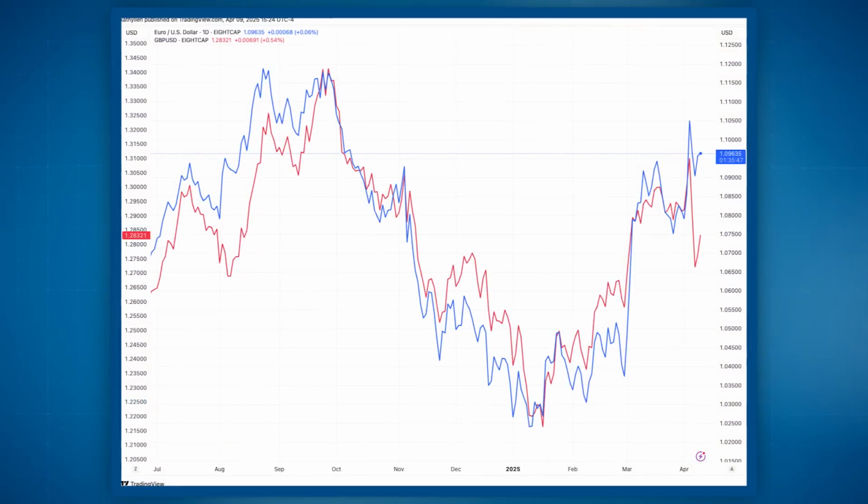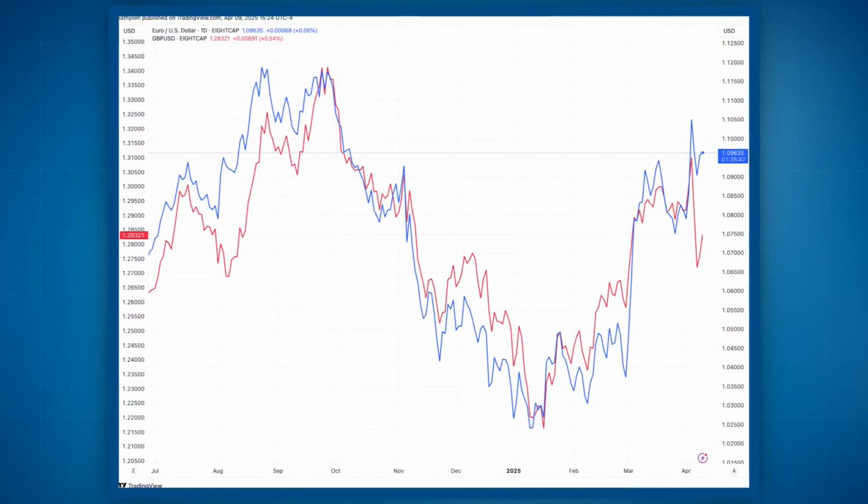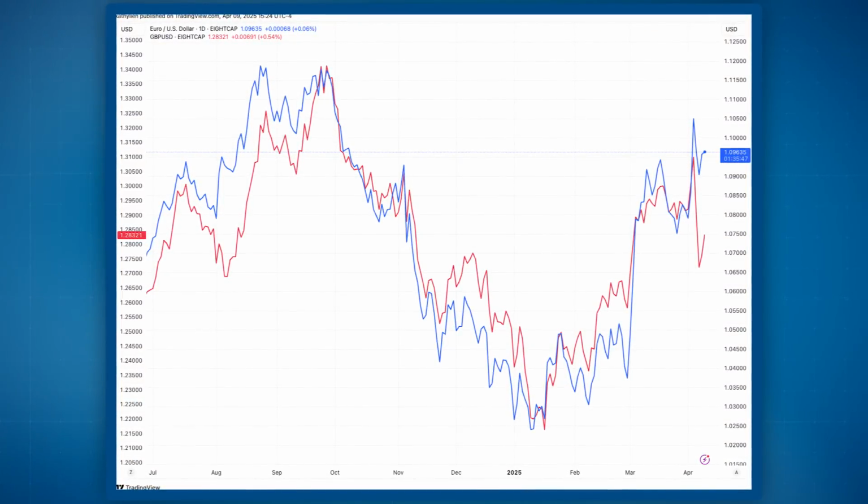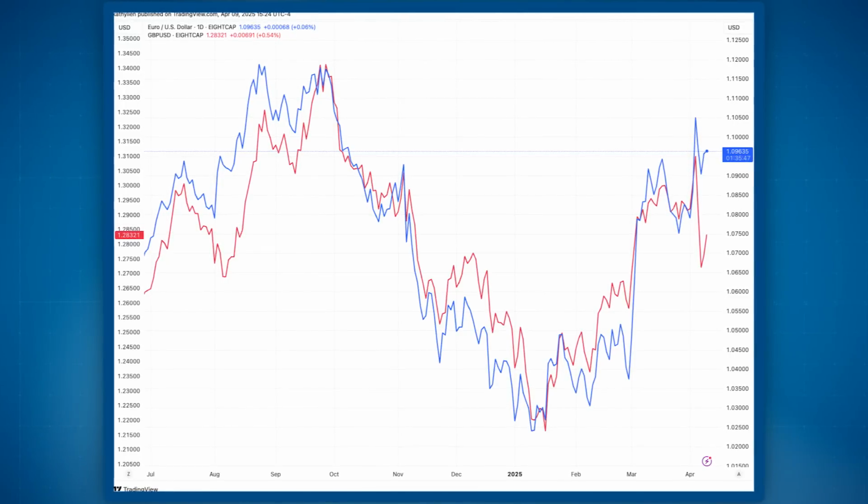For example, being short Eurodollar and short pound dollar at the same time isn't really two separate trades. It's like doubling down on the same position, even though you think you're diversifying. If you're long Eurodollar and short dollar Swiss, that's also basically the same trade because you're short US dollars.